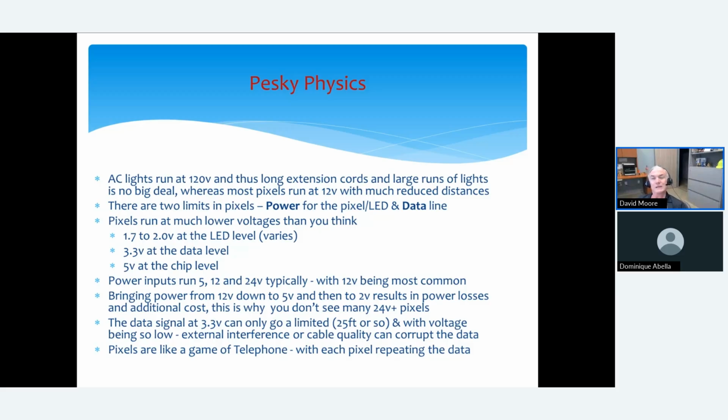With pixels, it is a lot more complicated. So we need to make allowances for all those unique things, and we'll talk about those two major areas. And we're working with 12 volts here, and there are some good reasons why it's 12 volts, as we'll talk about in a second. So there are essentially two limits that drive everything that we decide on pixels. It's power for the pixels and the data for the pixels.